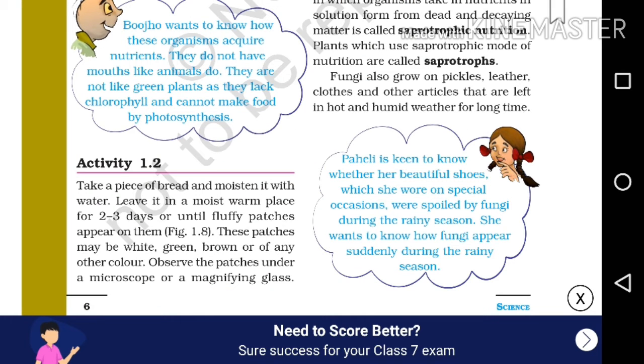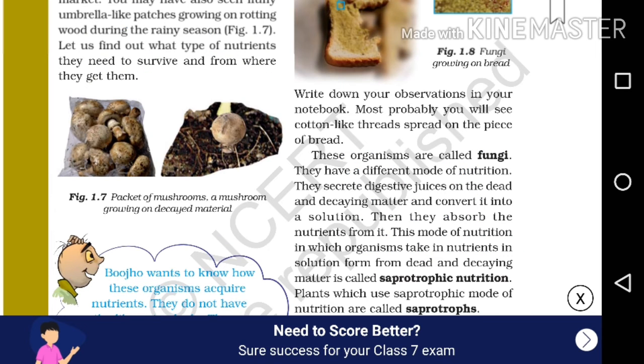So, we can do activity 1.2. Okay. So first we have to take a piece of bread and moisten it by just spraying water on it. Okay. Now keep it in a moist, warm place for 2 to 3 days. Then fluffy patches will appear on them. Okay. They may be of white or green or brown or other such colors. When we observe these patches under a magnifying glass, we see cotton-like threads that spread on the piece of bread.